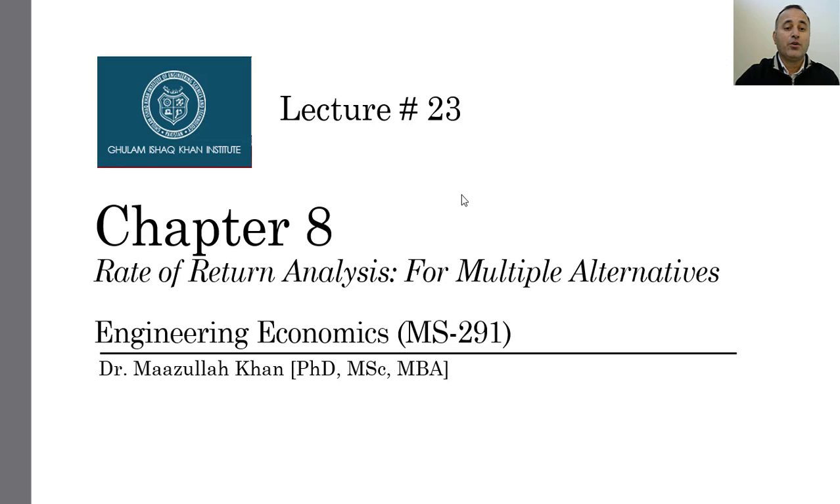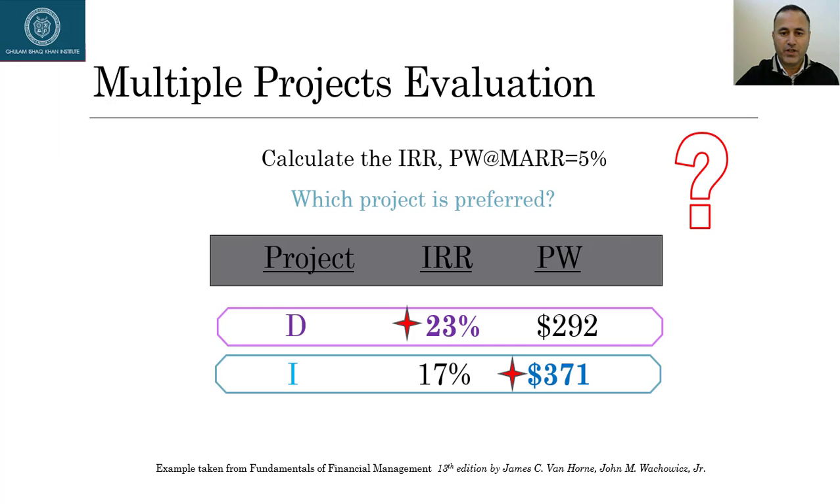Today, we will talk about the last bits of chapter number 8, which is rate of return analysis for multiple alternatives. Before I do that, let me give you a quick recap of my last lecture. If you remember, I gave you a very simple example in which we were comparing a decreasing cash flow project with an increasing cash flow project.